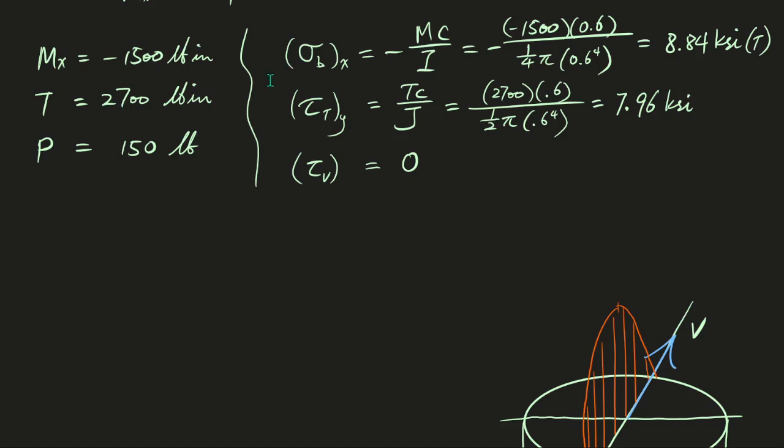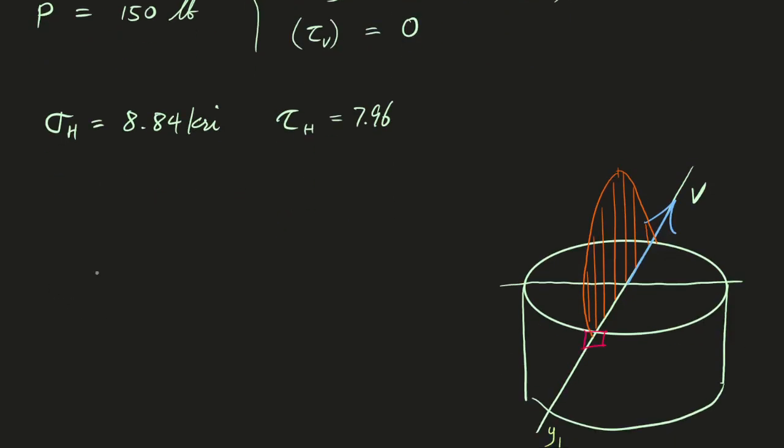Okay, now I can write all of the stresses. These are all the stresses I have, and I can write sigma of H totally is just 8.84 ksi, and the shear stress at point H is 7.96 ksi.